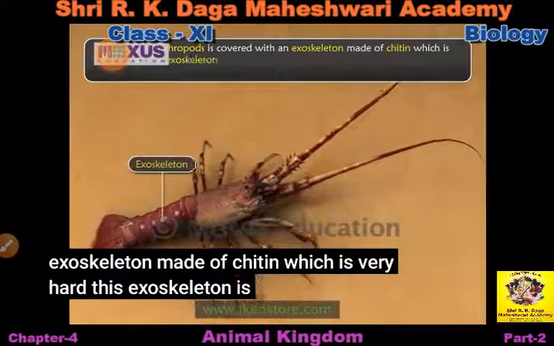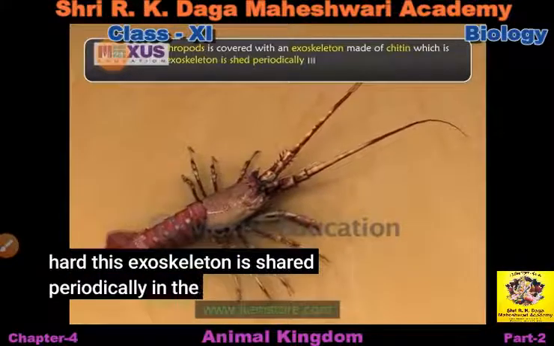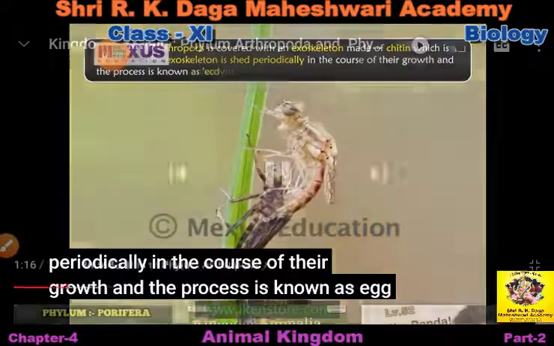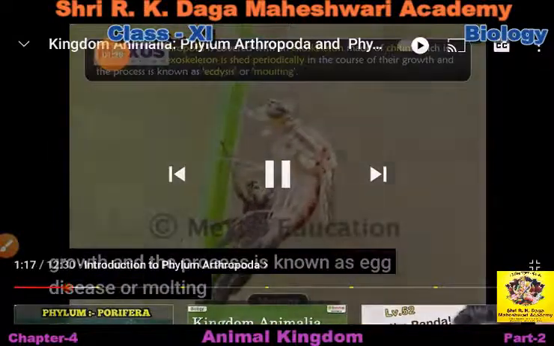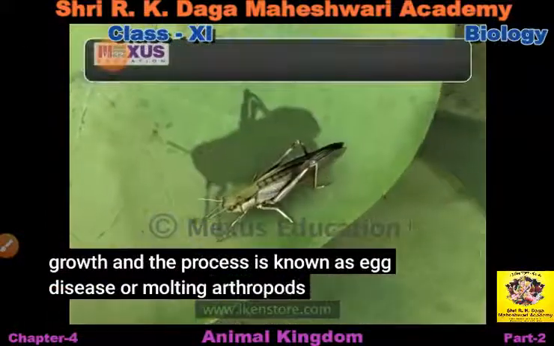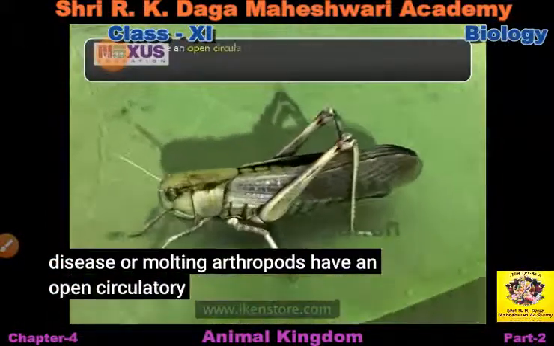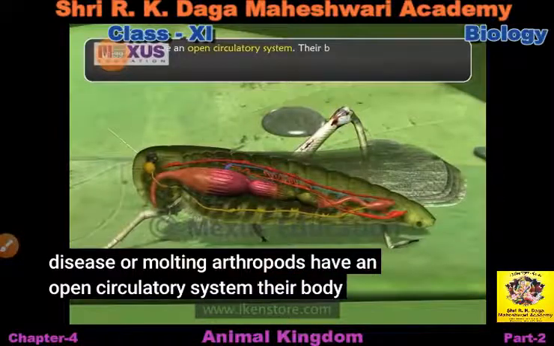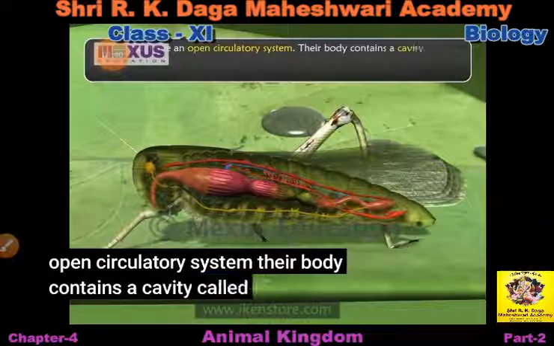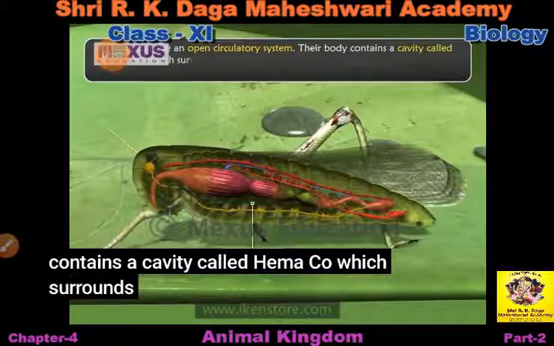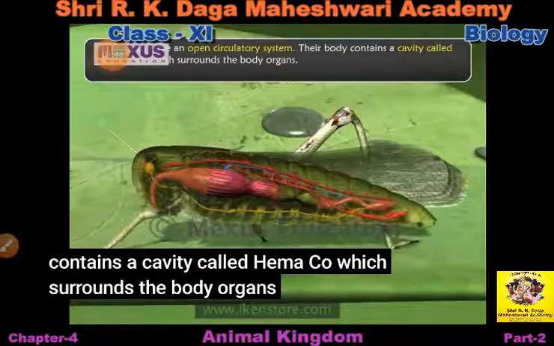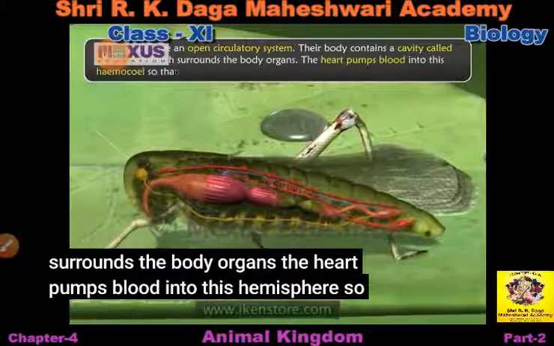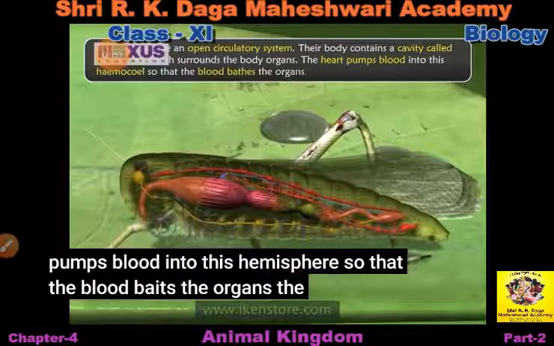This exoskeleton is shed periodically in the course of their growth, and the process is known as ecdysis or molting. Arthropods have an open circulatory system. Their body contains a cavity called hemocoel, which surrounds the body organs. The heart pumps blood into this hemocoel so that the blood bathes the organs.